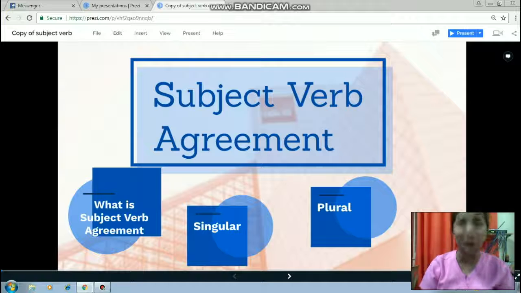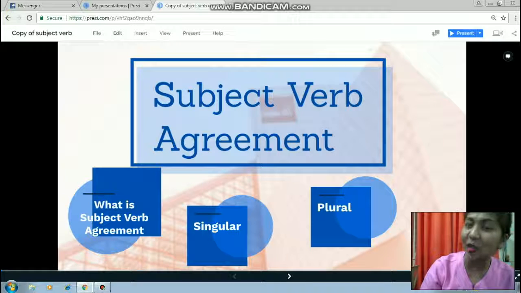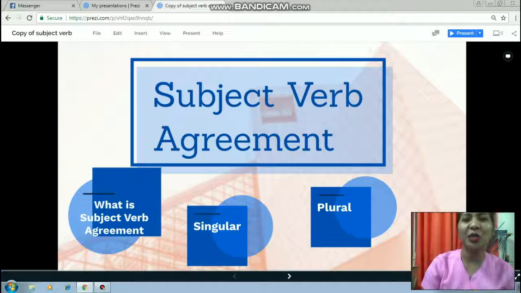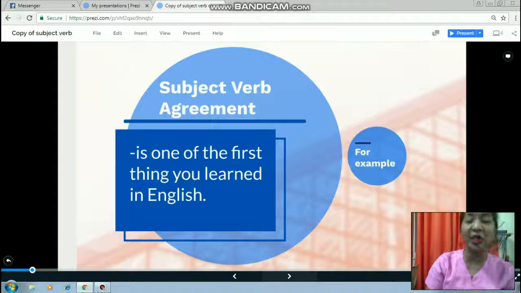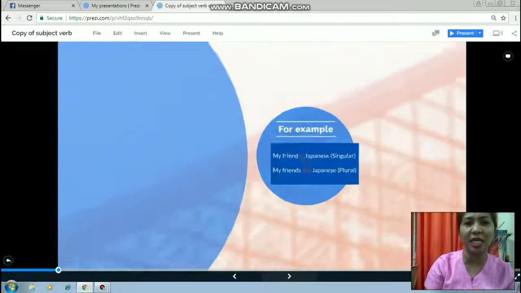I'm going to discuss subject-verb agreement, and this time I want you to know first the general or the first rule in SVA, or subject-verb agreement. Our general rule: if the subject is singular, of course the verb is also singular. If the subject is plural, it takes a plural verb. So in SVA, it is very important for you to know which word is singular and which word is plural. Subject-verb agreement is one of the first things you learn in English.